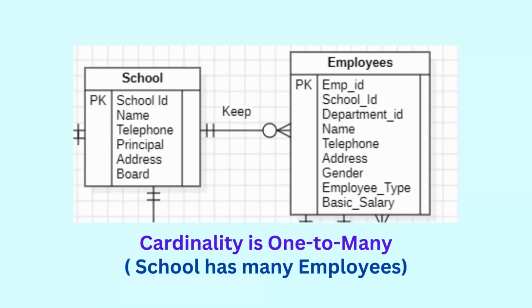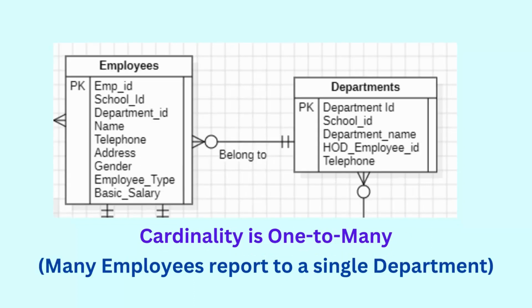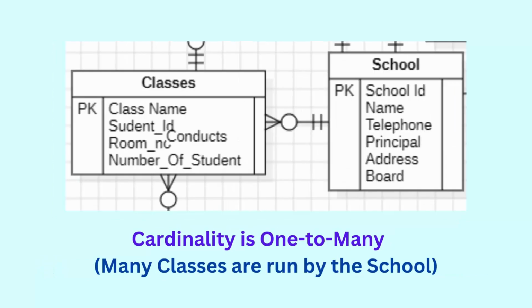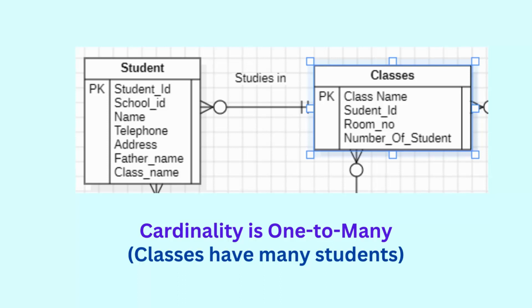Similarly, the relationship between the school and the employees is one to many, and with the department entity, the employees have one-to-many relationship. School and classes have also a one-to-many relationship. Classes and students have one-to-many cardinality. This is because a class can have many students. However, a student can belong to only one class.